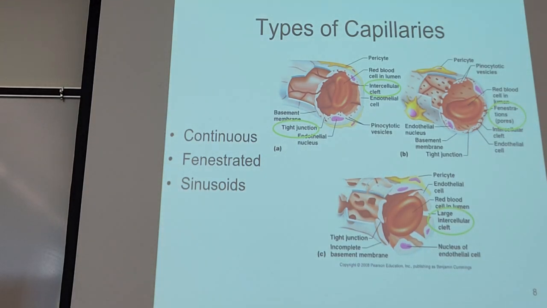Okay, and where do we find continuous capillaries in the body? There's three examples. Okay, we can find them in the skin. We can find them in skeletal muscle. And we can find them in the nervous system. Okay, so those are three areas of the body where we have continuous capillaries.